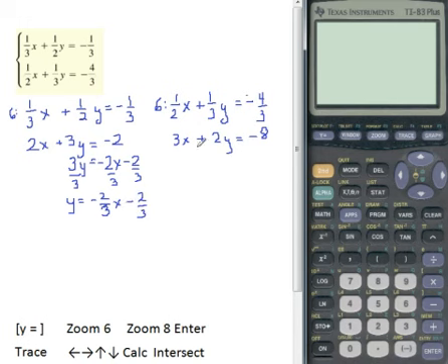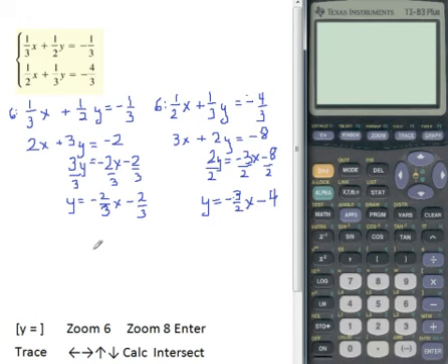I'll be doing the same thing with the other equation. First I'll subtract 3x from both sides, and then I'll get 2y equals -3x minus 8. And I'll divide by 2 everywhere. And my y equals there will be y equals -3/2 x minus 4. Okay, and I'm ready to go.